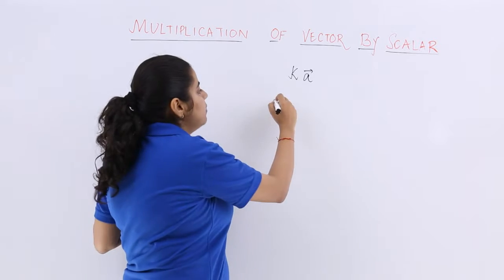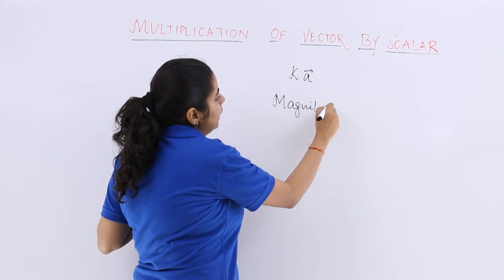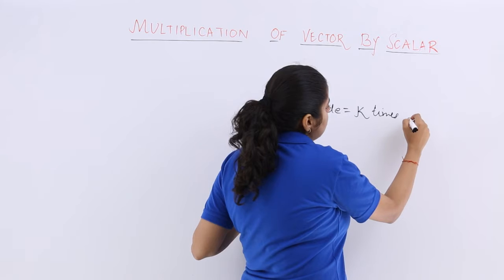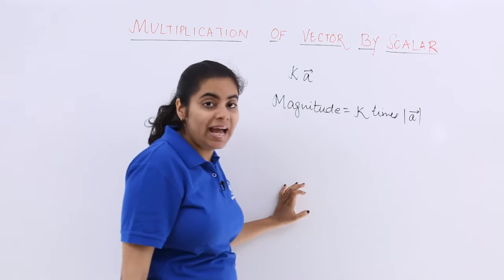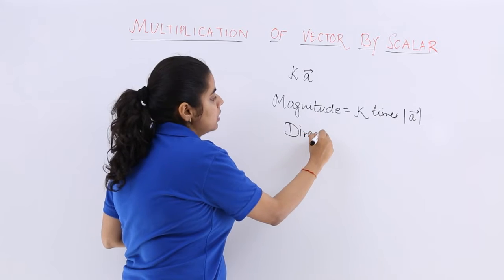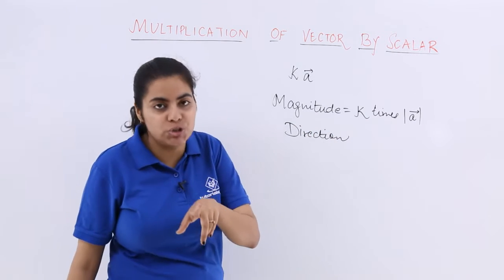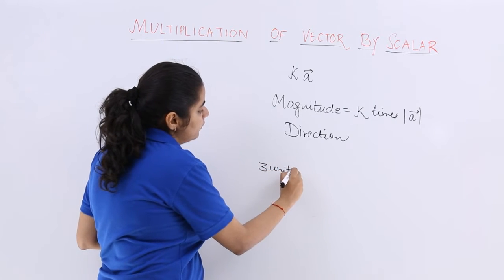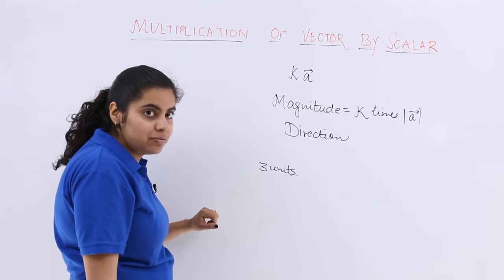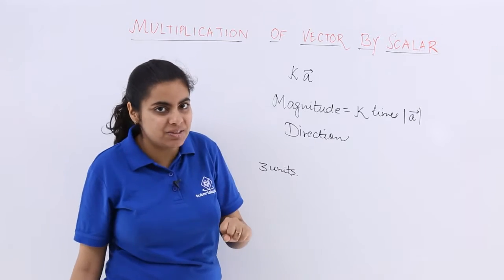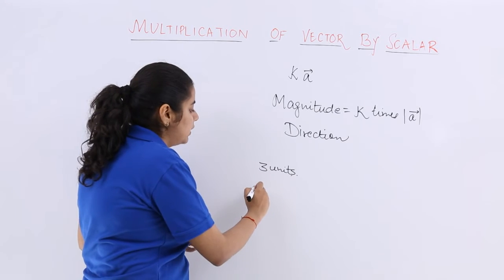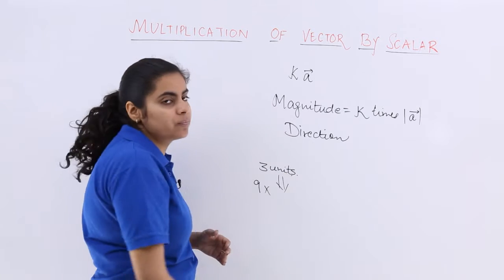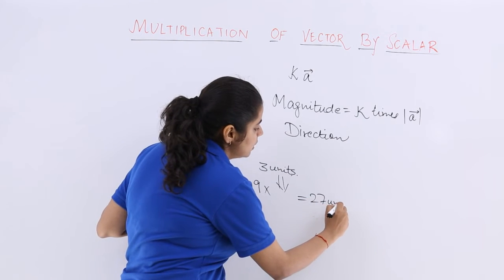It means that the magnitude of the resultant that I have obtained is equal to k times the magnitude of A. And what is the direction? The direction is the same, the direction does not change. That means if I have a vector which has 3 units as its magnitude and that vector is pointing towards east, now if I multiply that vector by 9, so 9 is multiplied by this 3 units, it becomes 27 units magnitude.